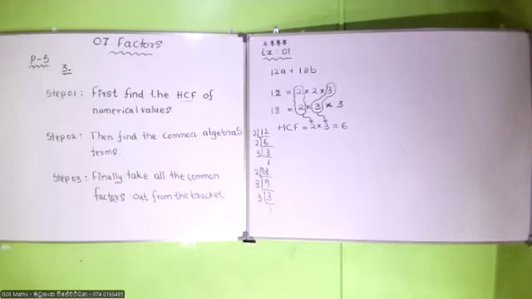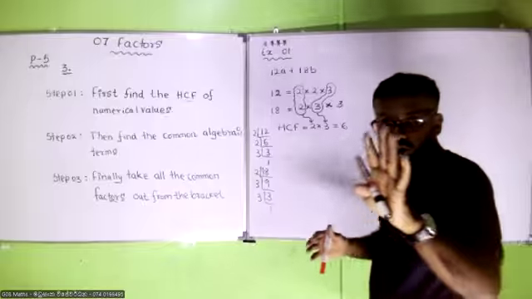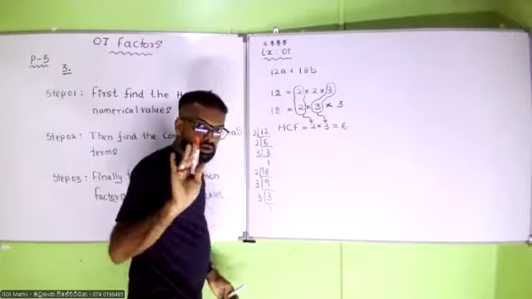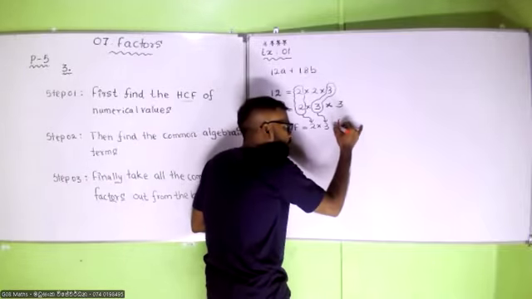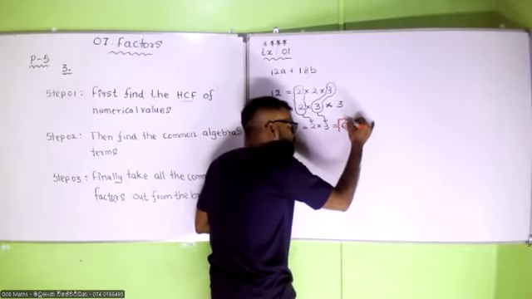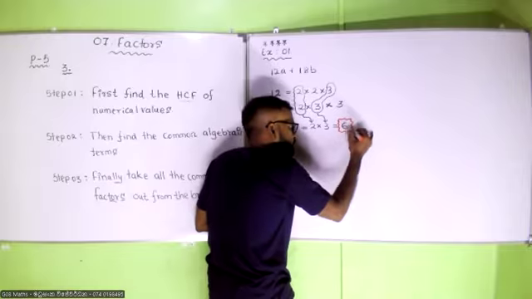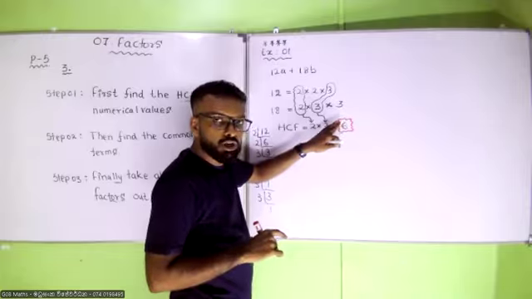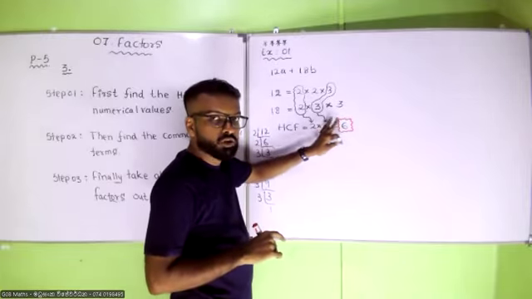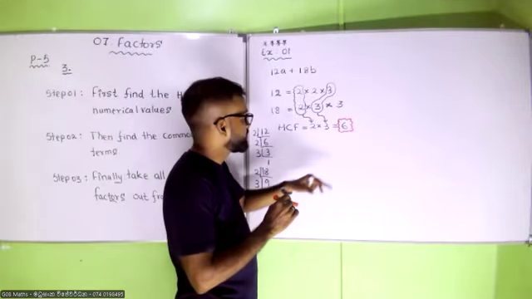Now our highest common factor is 6. Could you please take your red pen and highlight it? You need to write these in the exam, but you need to know the way. Now this is 6.